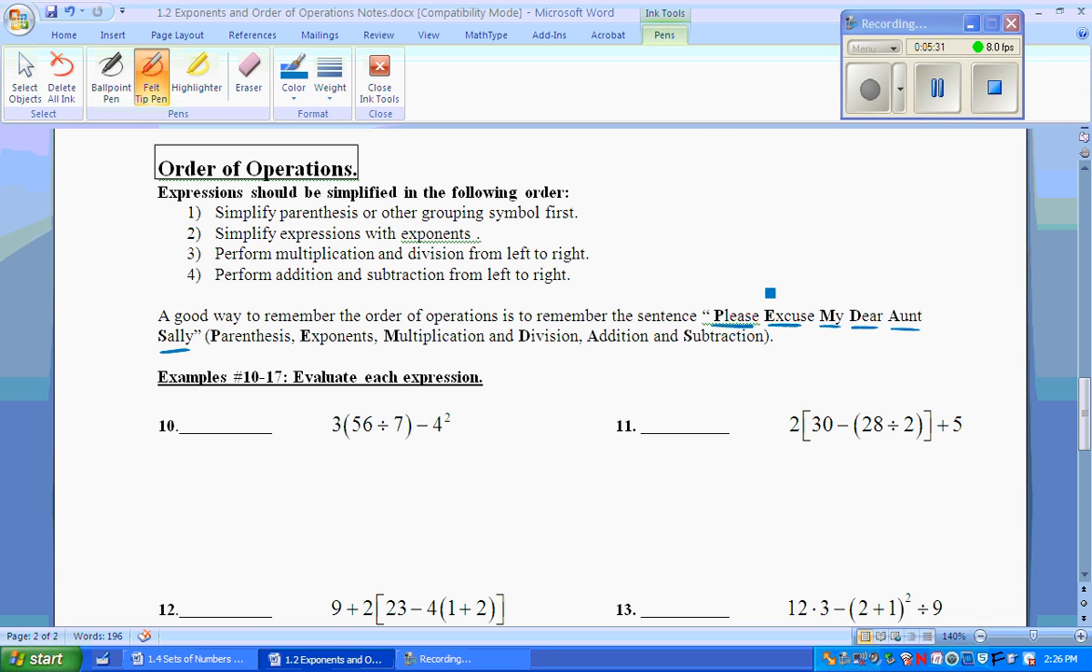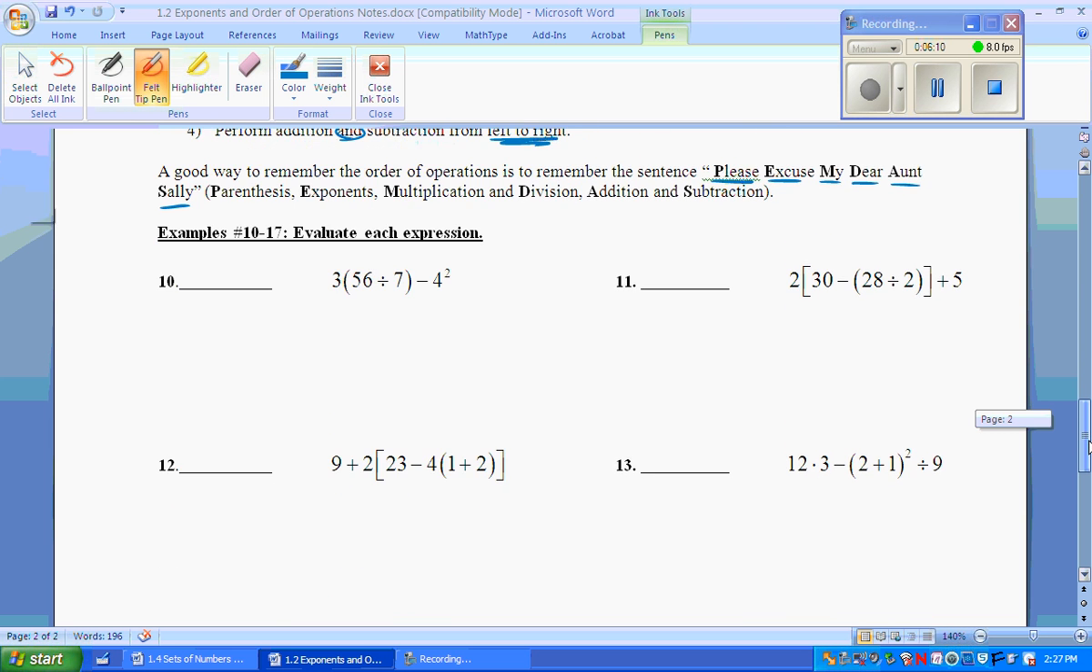You simplify parentheses first, being the P. Second, you use expressions with exponents, so you get rid of the exponents. Third, working from left to right, like you read a book, you do multiplication and division. So if you see division first, you will do that before the multiplication, working from left to right. And then finally, working from left to right, you do addition and subtraction.